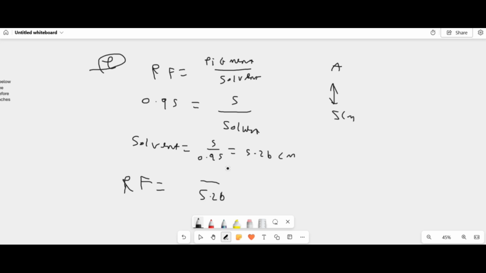To find how much pigment C travelled up, you need to measure it again with the ruler, and you're going to get something like 3.1, or 3.05. Then if you do 3.05 divided by 5.26, you're going to get 0.58, which is the final Rf value, and that's the answer. Alright, cool. Alright, F.